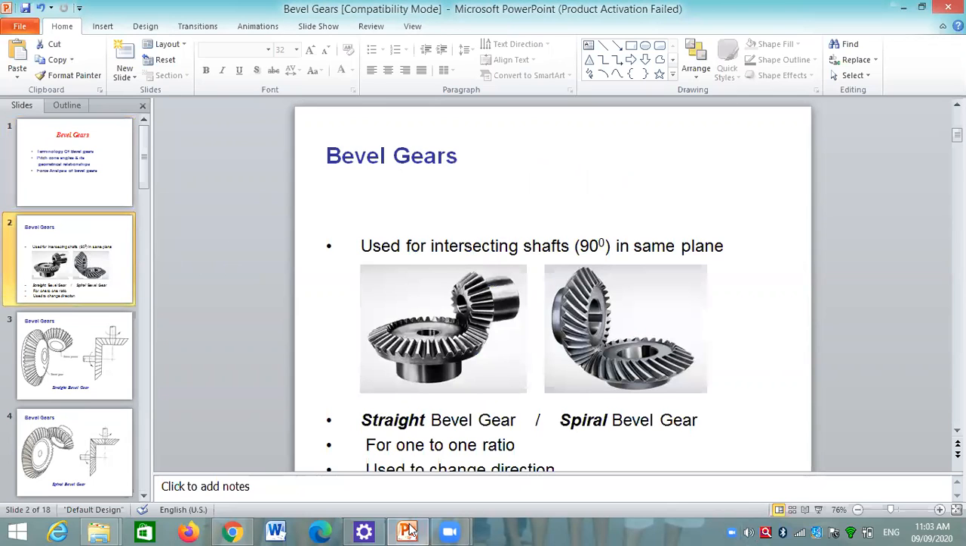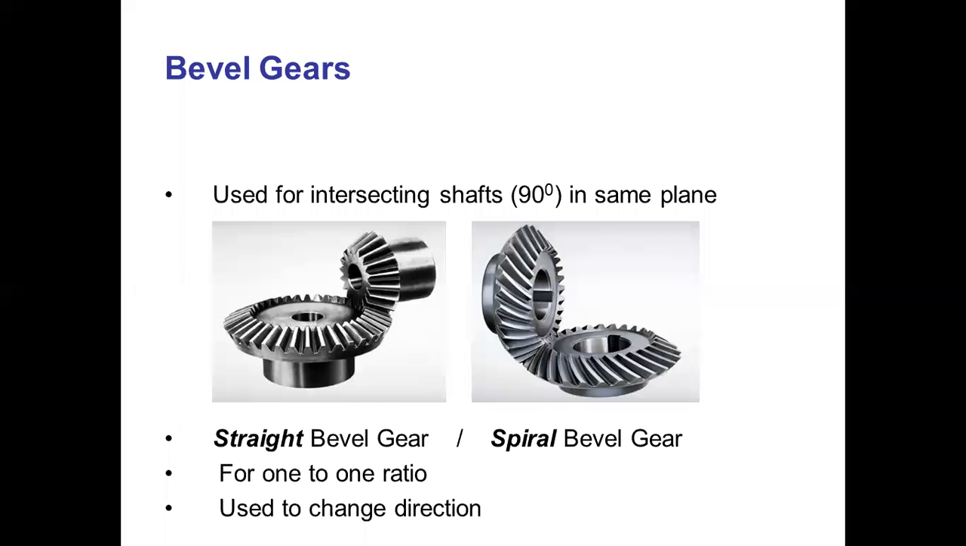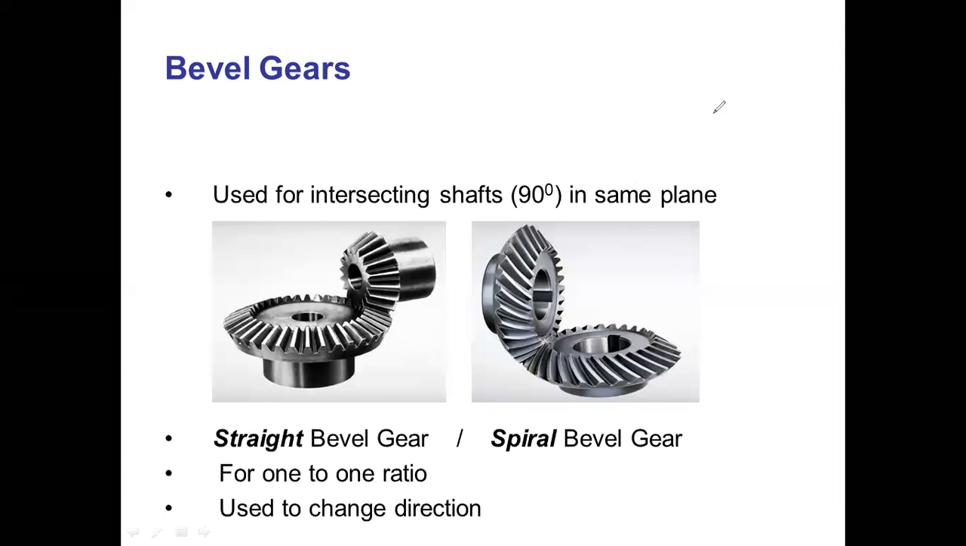If we see the image here, this type of gear is called a bevel gear. In this image, this bevel gear looks like a cone, which means this bevel gear looks like a conical part.